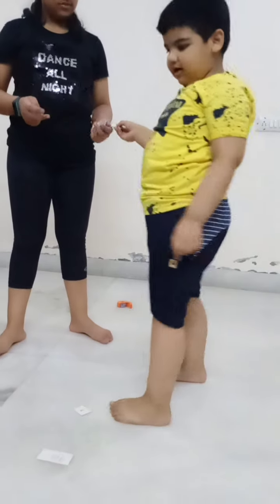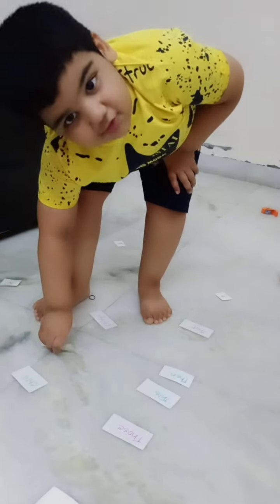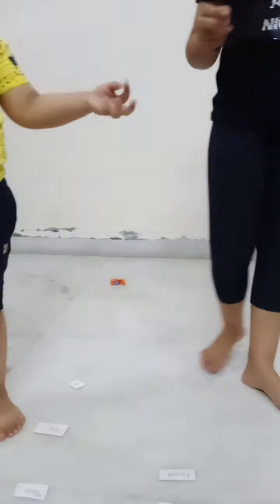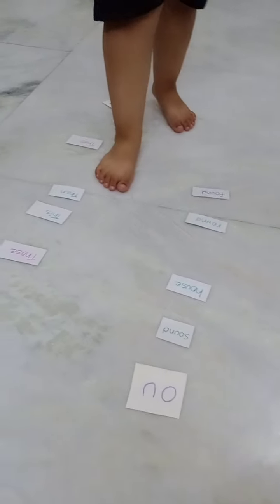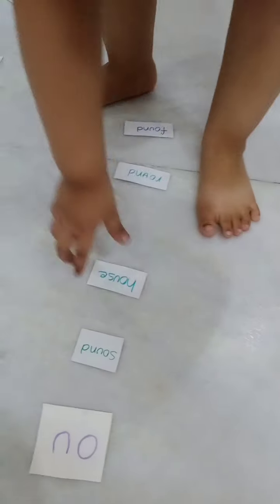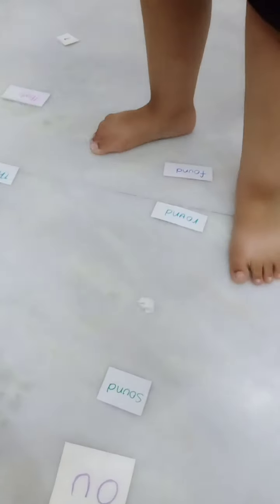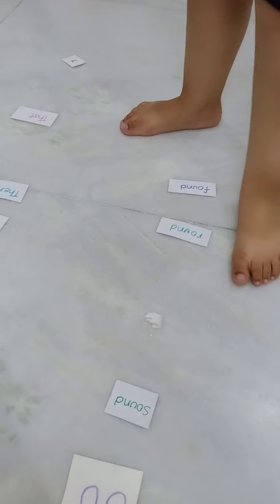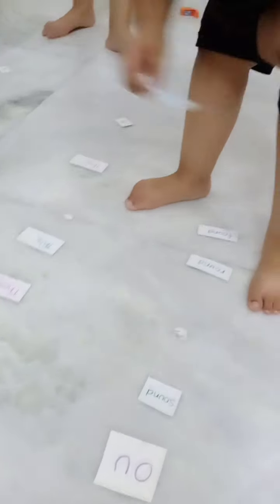Fast, Anvi. You take a lot of time. Champ. Vivan, champ. Like you are a champion. Okay, so the next word is house. House. Okay. Very good. So the next word is then. Very good. Next is ship.